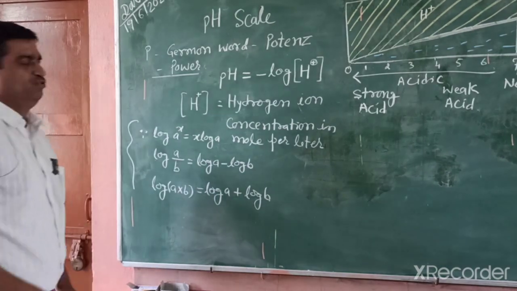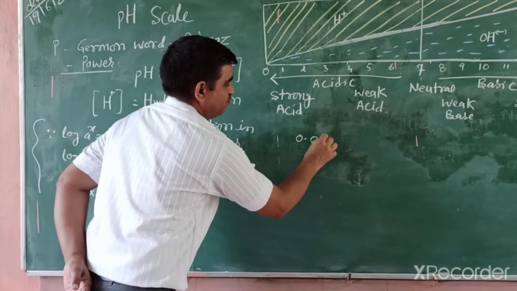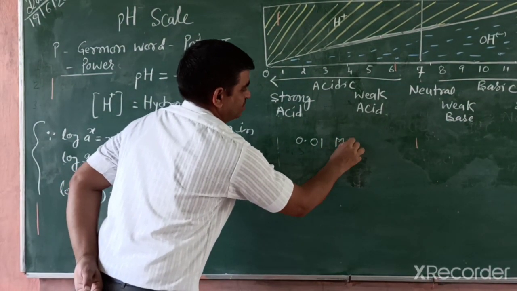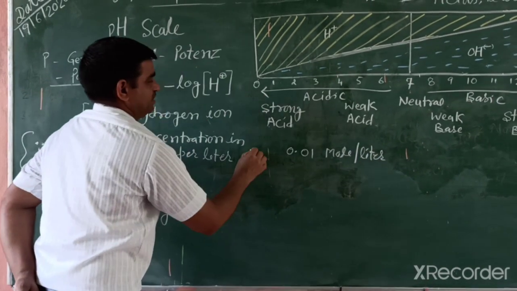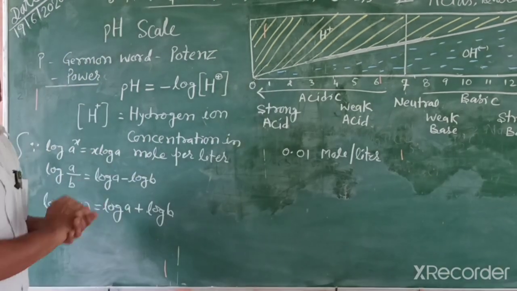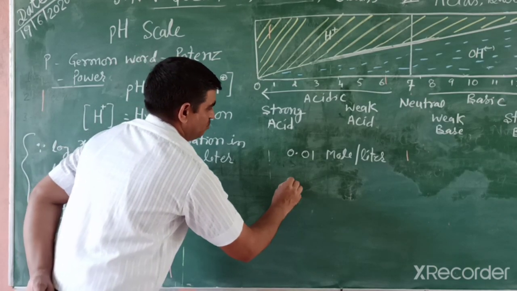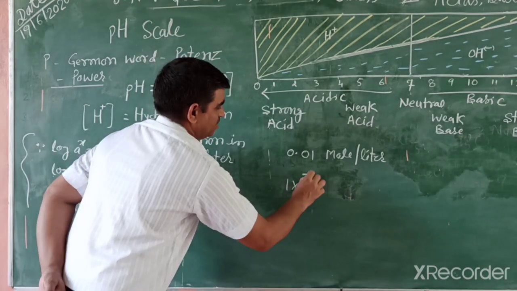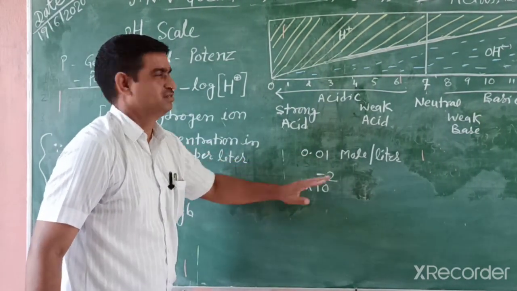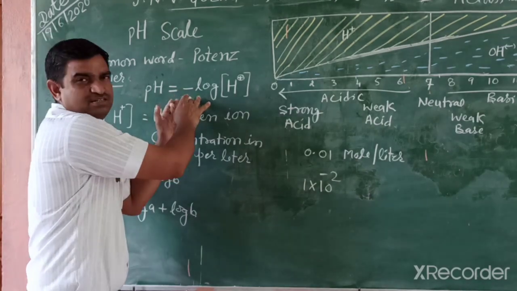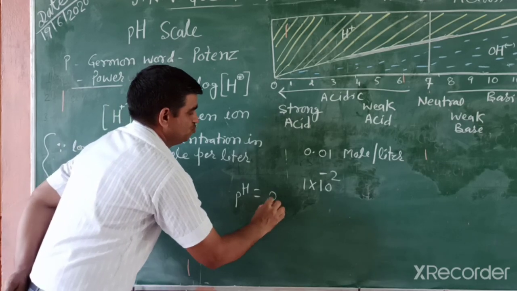When we write, for example, hydrogen ion concentration is 0.01 mole per liter. Then for this hydrogen ion concentration, what is the pH? How can we identify it? So we can convert this into 1 into 10 to the power minus 2. We can write in this way. When you apply this, then the pH of this compound is 2.